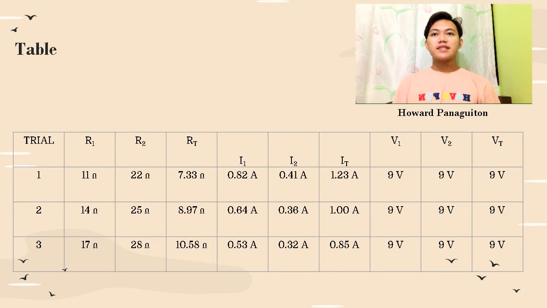Trial number 1. The R sub 1 is 11 ohms, the R sub 2 is 22 ohms, the R sub T is 7.33 ohms, while the I sub 1 is 0.82 amperes, the I sub 2 is 0.41 amperes, and the I sub T is 1.23 amperes. Lastly, the V sub 1, the V sub 2, and the V sub T have the same answer of 9 volts.